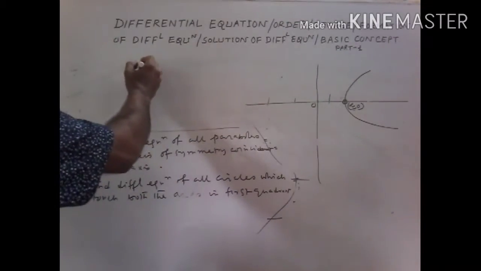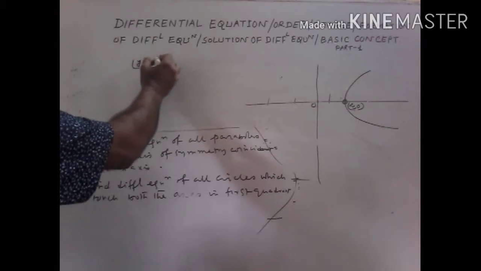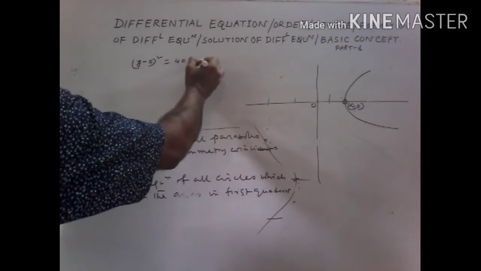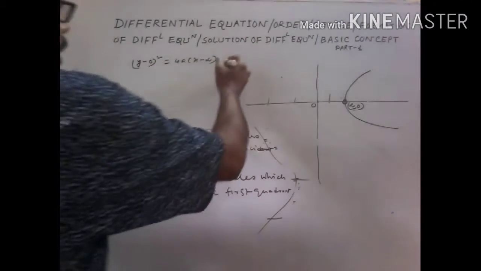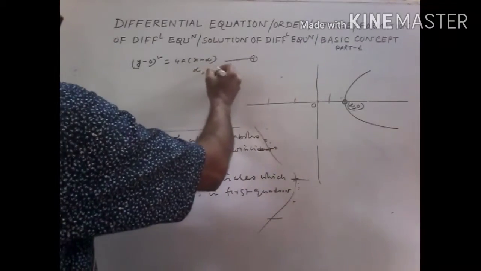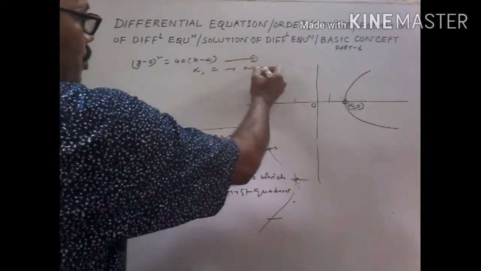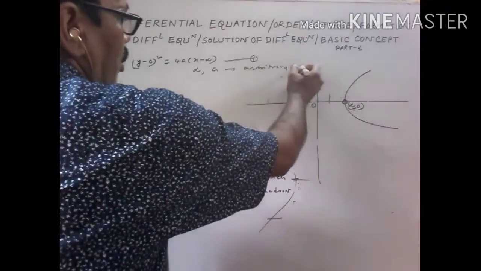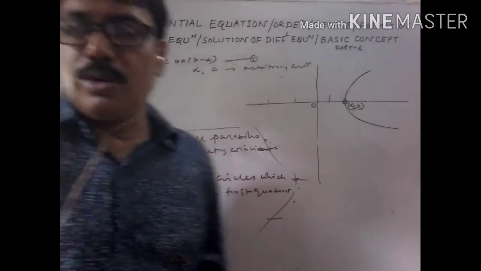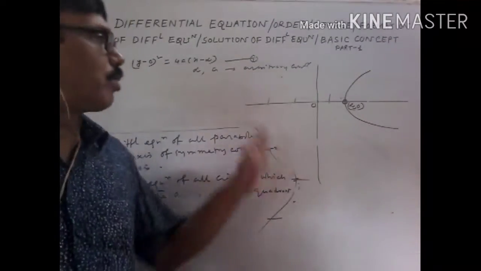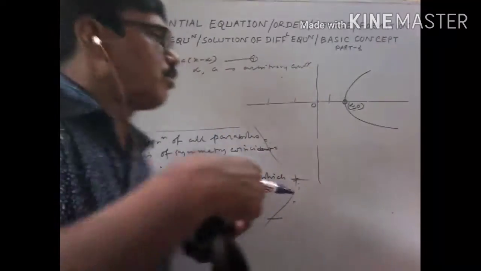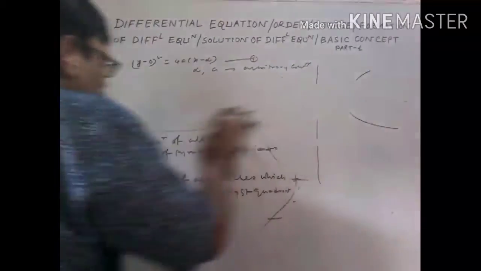So what is the equation of the parabola? (y minus 0) whole square equals 4a into (x minus alpha). So here alpha and a are arbitrary constants. So we have to eliminate these arbitrary constants from this relation.